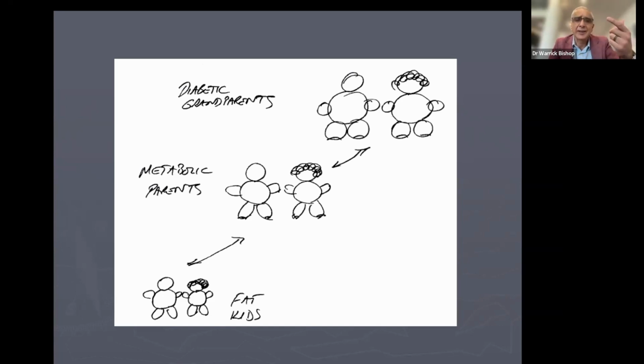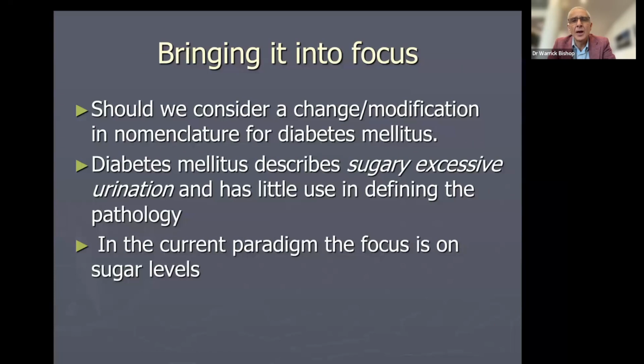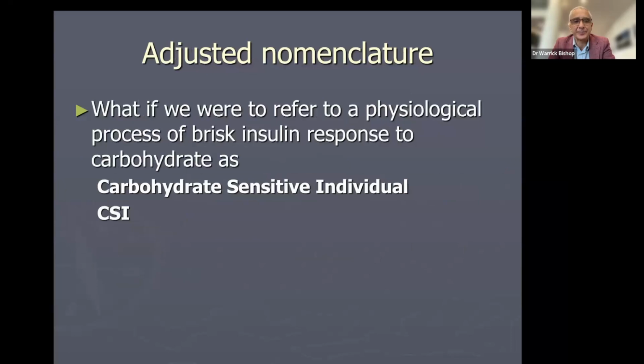Once people's sugar gets too high, I'd put to you, that's too late. I think we need to move to insulin underpinning the disease process and move away from being glucose-centric. I think this is really important, particularly since the definition of diabetes itself really just relates to sugary excess in the urine. And that so misses the fundamental process of what we see clinically.